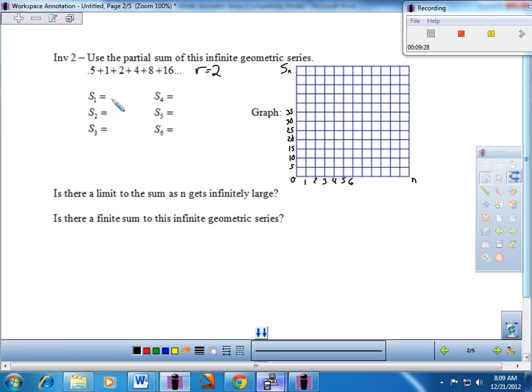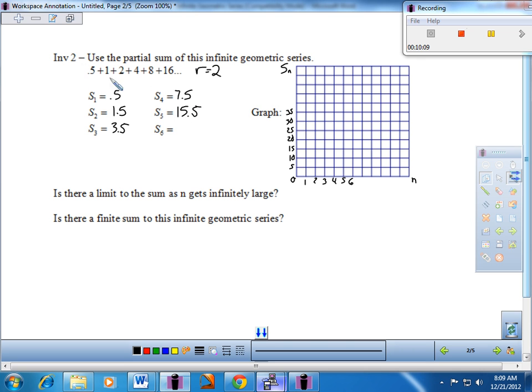So the partial sum, first one, just 0.5. All right, now S sub 2. Add the first 2, everybody, and we get 1.5. Add the first 3, and I get 3.5. Add the first 4, and I get 7.5. Add the first 5, and I get 15.5.